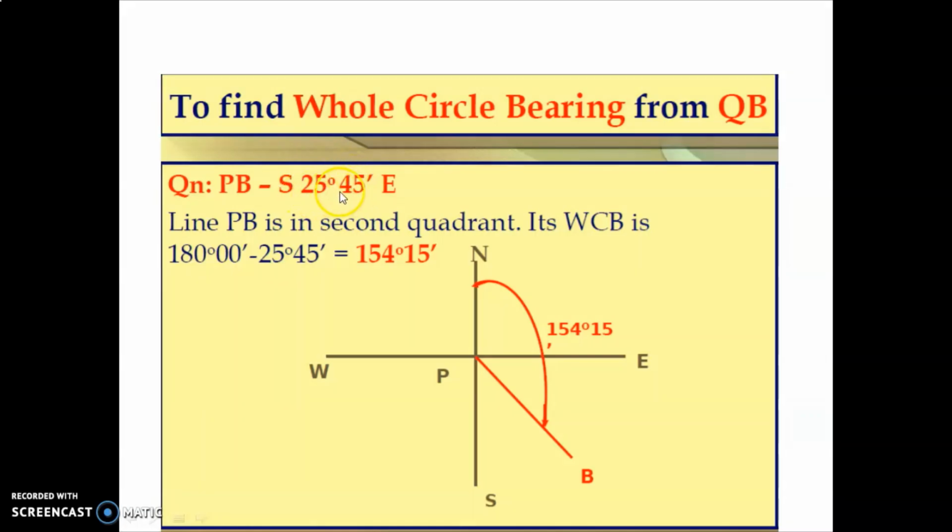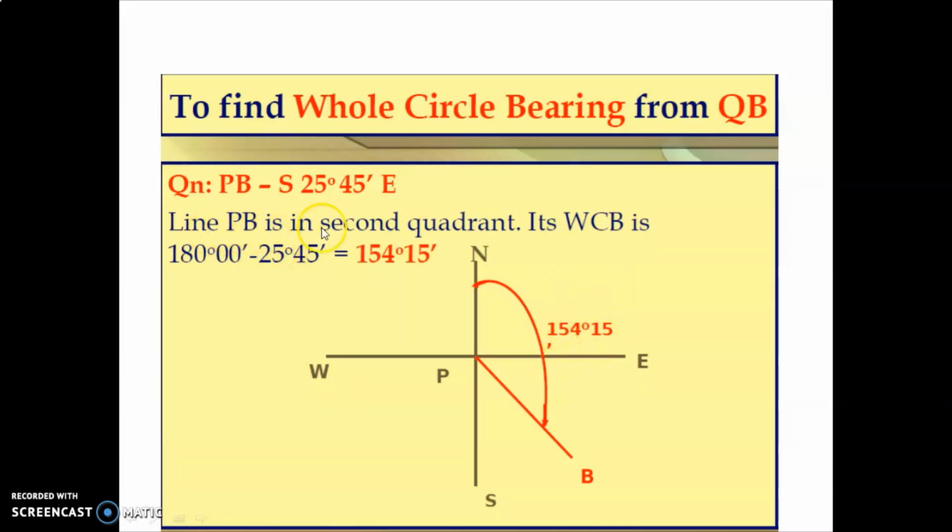South 25 degree 45 minute east means it is in the second quadrant. Southeast means this is your southeast quadrant, and you have to show 25 degree 45 minute, from where to where? From here to here, from the south pole to this line. This value is given to you, south 25 degree 45 minute, and from north to south, what is the total? 180 degree. So from 180 degree, if you deduct this value, 25 degree 45 minute, you will get from here to here. And what is that answer? 154 degree 15 minutes.